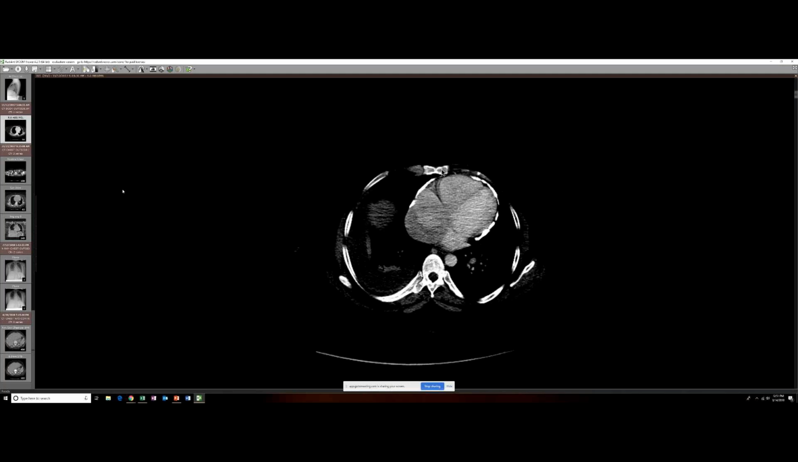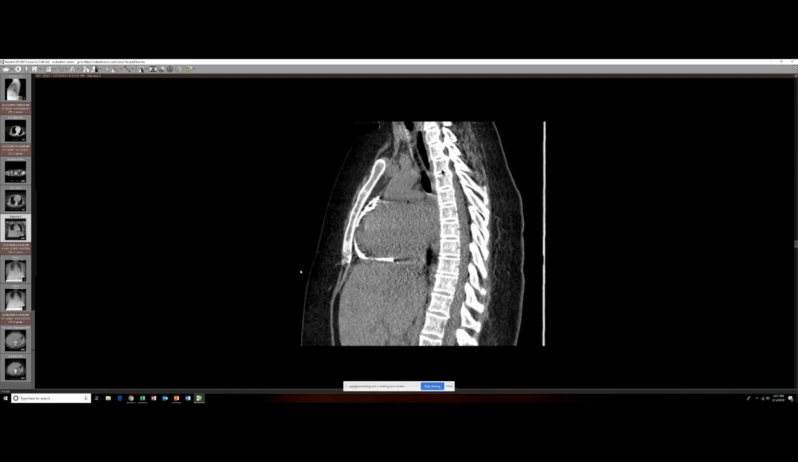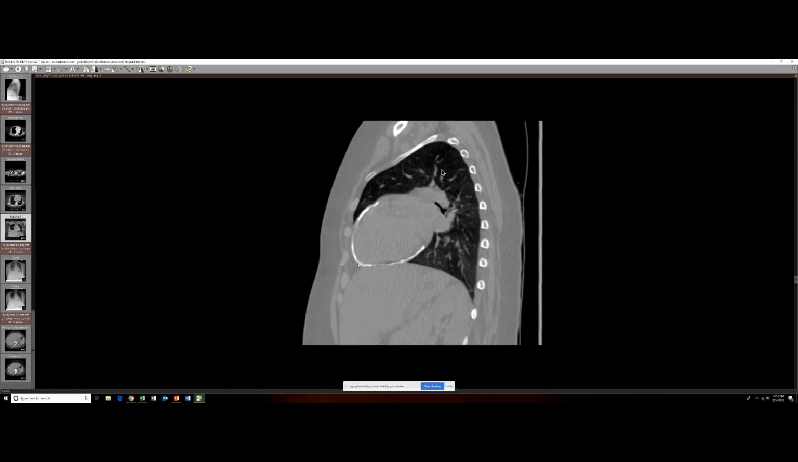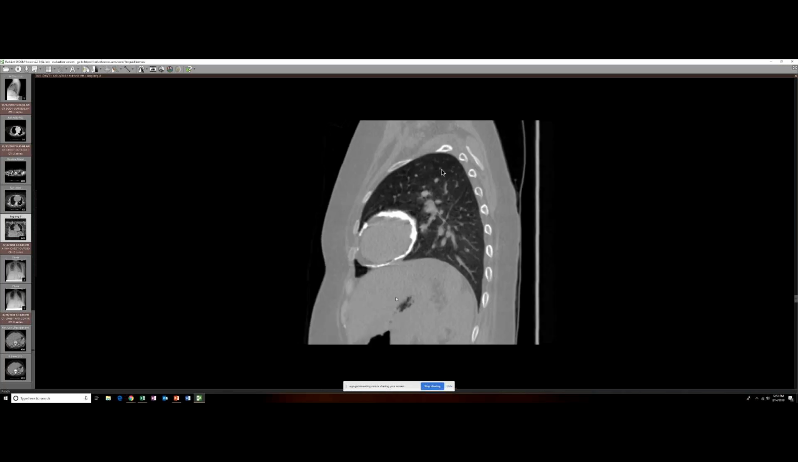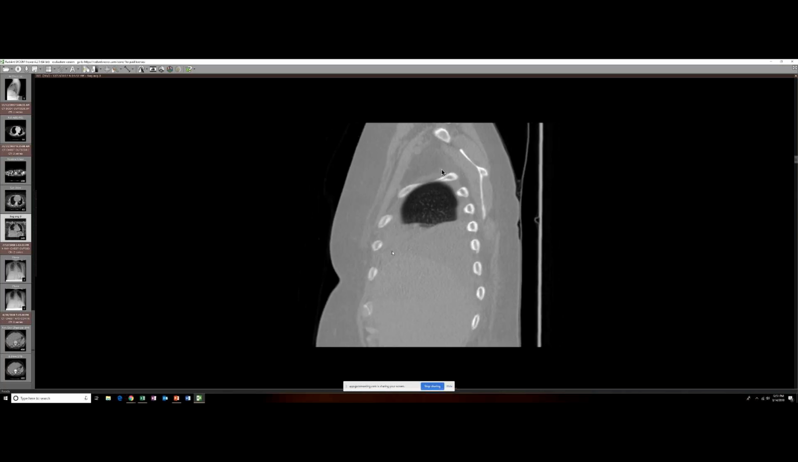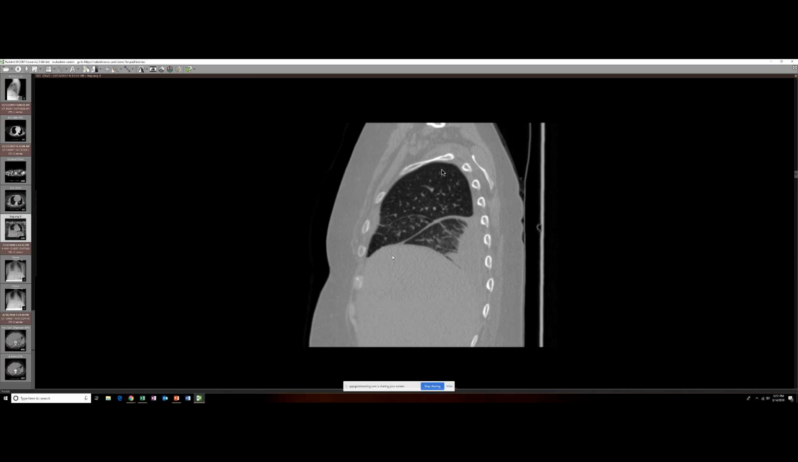So just, and this was an immigrant from Nigeria who had known exposure to TB that presented with worsening shortness of breath. So just kind of a very classic case of TB just with constriction.